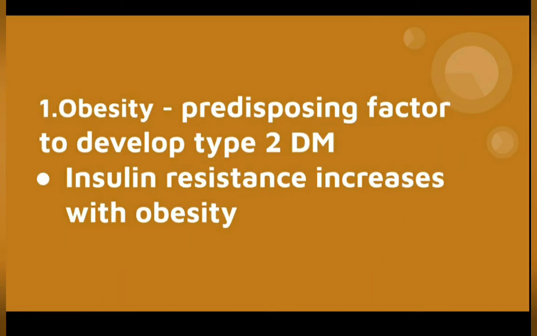Obesity is a predisposing factor to develop type 2 diabetes mellitus. Insulin resistance also increases with obesity. The other options, like cigarette smoking and hypertension, are not predisposing factors, but they are risk factors that increase complications of diabetes mellitus. High cholesterol will contribute to obesity.